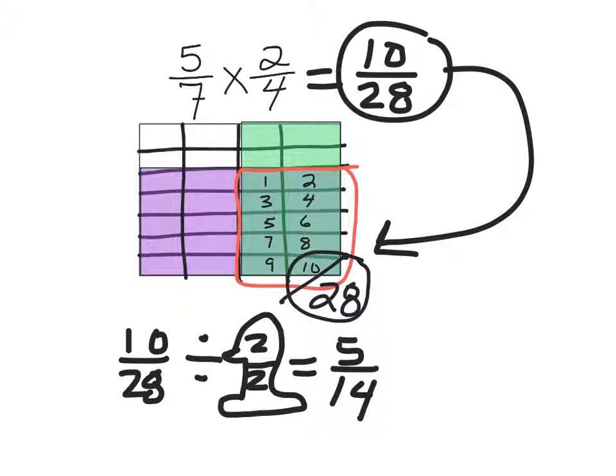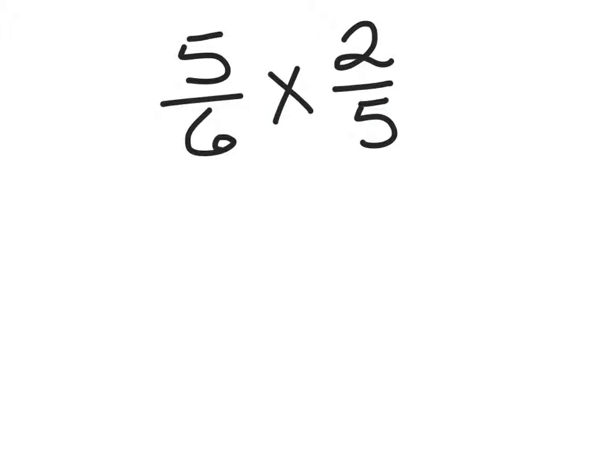All right. Hey, if you made a mistake anywhere along the way, no worries at all. Pause the video, fix your mistake. That is the fastest way to learn. And now, let us move on to problem number 3. And here we go. 5/6 times 2/5.